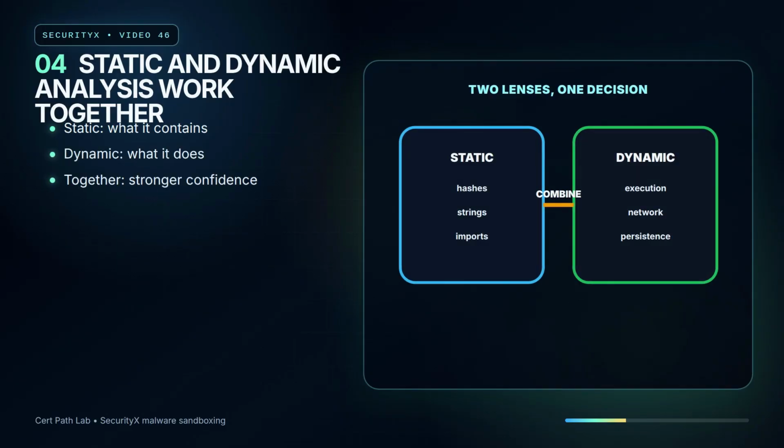Sandboxing is dynamic analysis, but it should not replace static analysis. Static checks can reveal hashes, strings, packers, imports, and metadata. Dynamic sandboxing reveals what the sample actually tries to do. Strong analysis combines both, then records the confidence level and limitations.